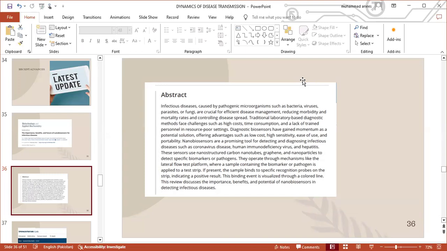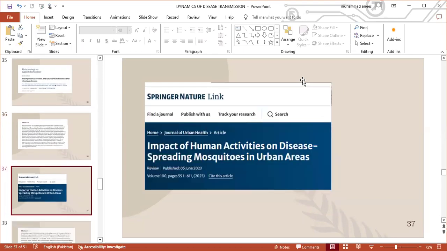This review discusses the importance, benefits, and potential of nanobiosensors in detecting infectious agents.